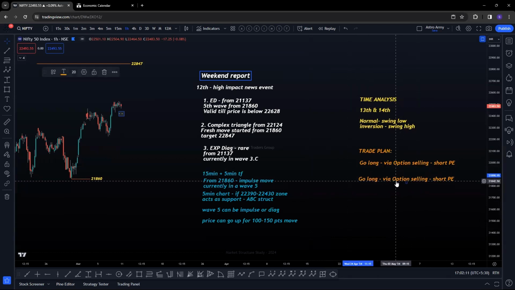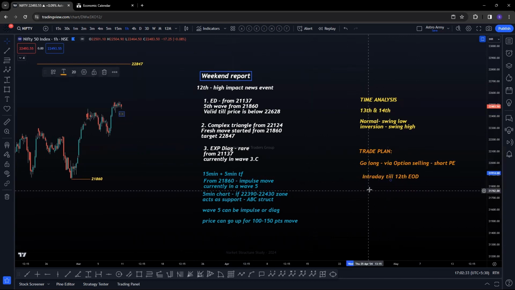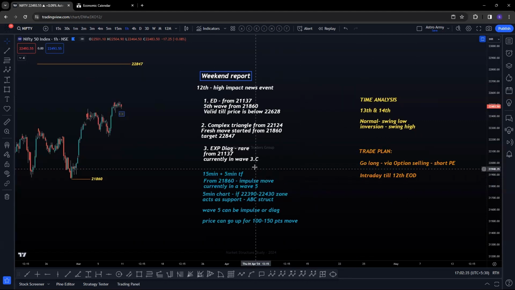Next plan I have, in case of volatility, I'll do what? Intraday till 12th EOD. Okay, so 13th and 14th is an important date for us as per time. So I'll do only intraday if I think the market is a little volatile. If the market is a little volatile, I'll plan for intraday till 12th EOD and see on 12th evening what is the price structure, whether or not I can create a positional move till then.